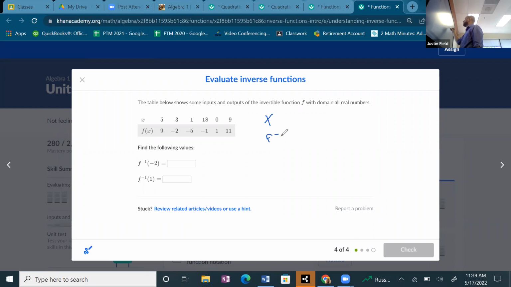x, f inverse. And so we're going to put all the 9, -2, -5, -1, 1, 11. And then 5, 3, 1, 18, 0, 9.